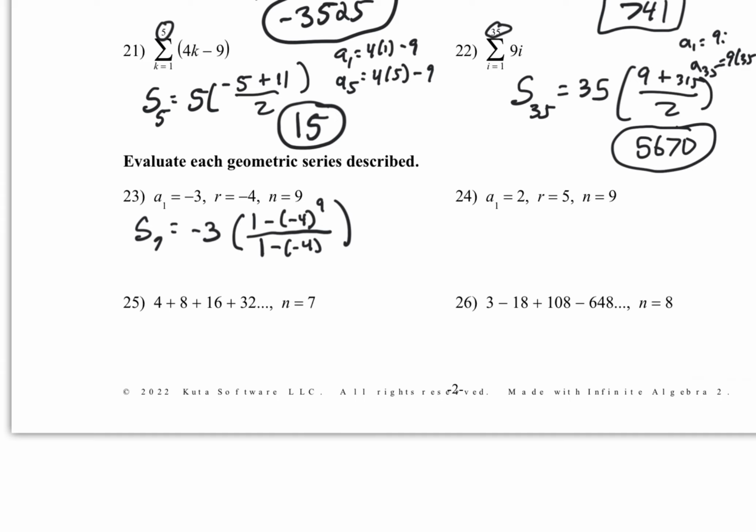So we talked about in class, do that kind of first. I'm going to make that 5. So we've got 1 minus, and then negative 4 raised to the 9th. That gives me a big number, 262,145. I'm going to divide that by 5, and then I'm going to take that times negative 3. I get negative 157,287.